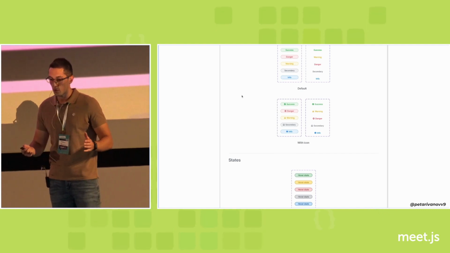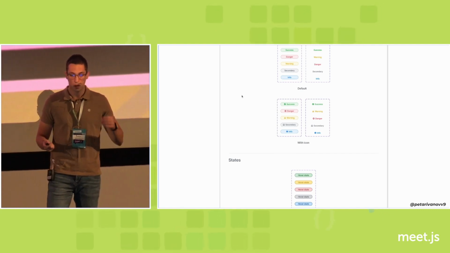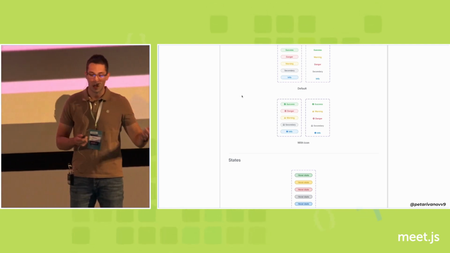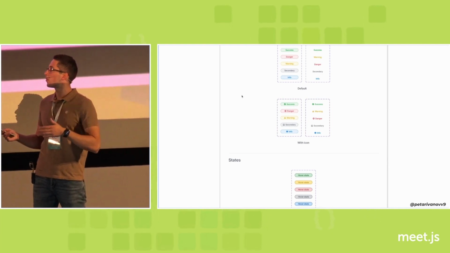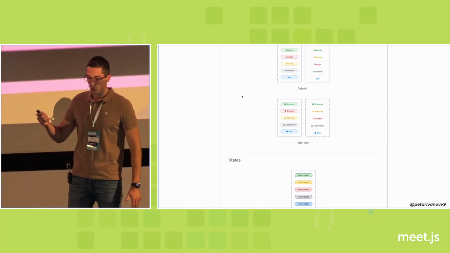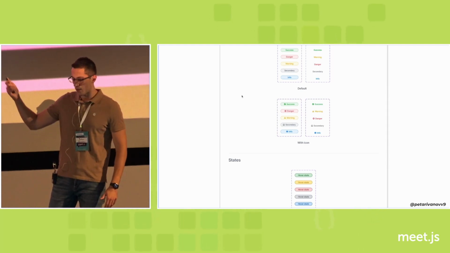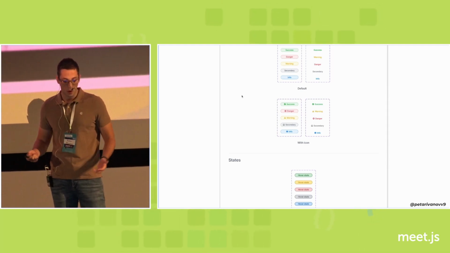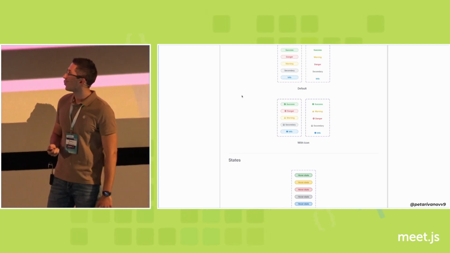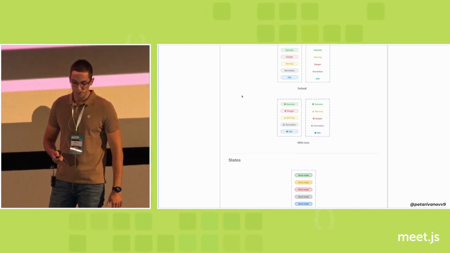So for the badge component, it's simple, but again, it has a different set of colors and also a different set of states. So all this should be put into the design system. So every designer, every developer should know about it, so they can know how to produce the whole component.